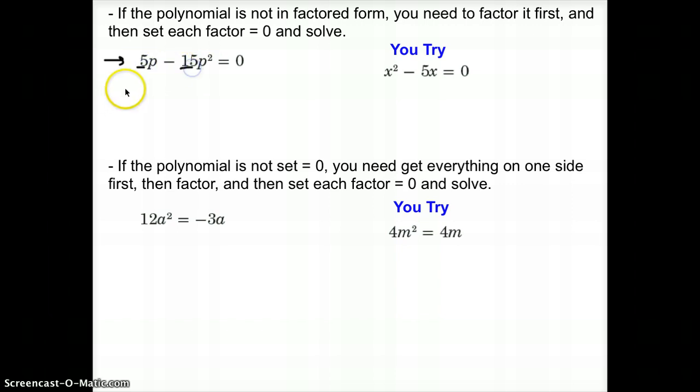Well, 5 and 15, they both have a 5 in them. P and p squared means we can take a p out. What's left? 5p divided by 5p is 1, so you have 1 minus 15p squared divided by 5p. 5 goes into 15 3 times. P squared and p reduces to a p.